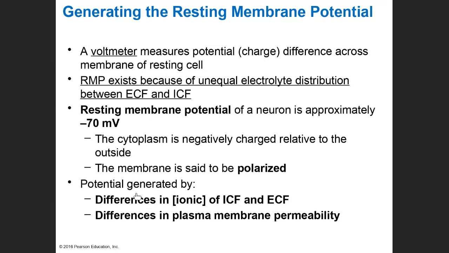And again, how is this difference at rest generated? Well, it's generated by differences in the ion concentration in the ICF versus ECF at rest. Also, differences in plasma membrane permeability. Now, differences in plasma membrane permeability is dictated by whether or not channels are open or closed. Make sense? Whether or not a membrane is permeable to something is totally dictated in neurons by whether or not channels are open or closed.